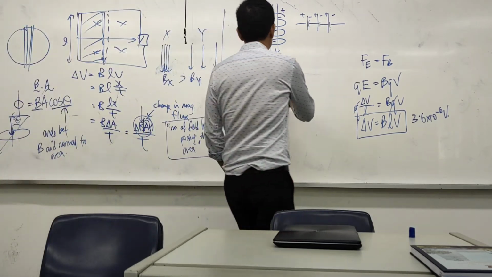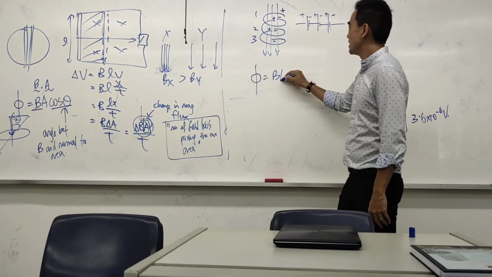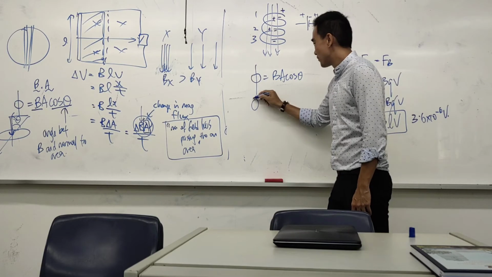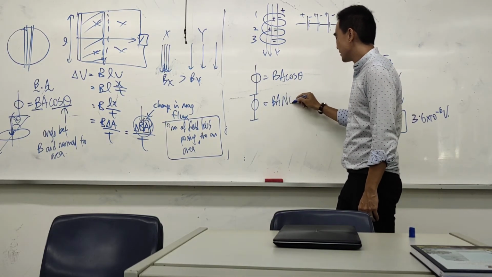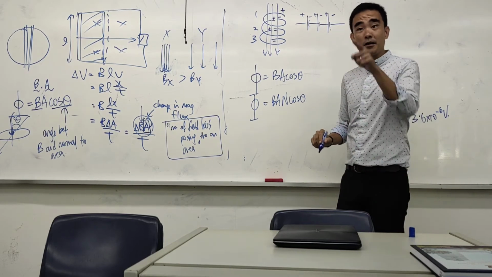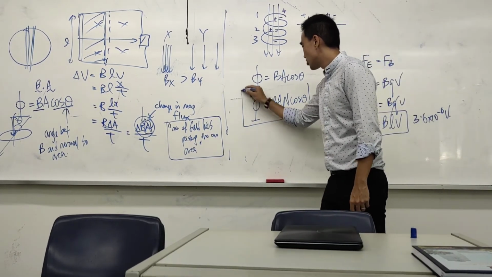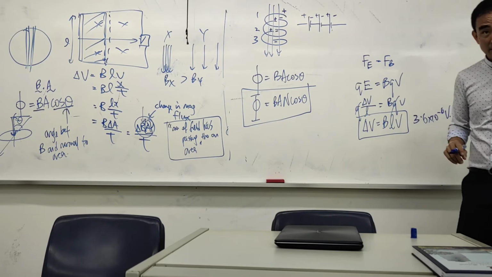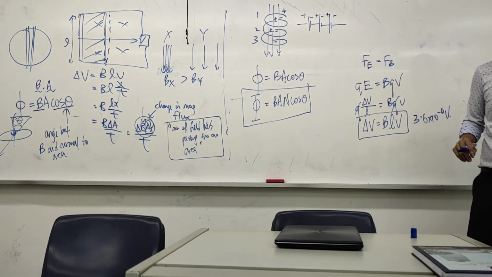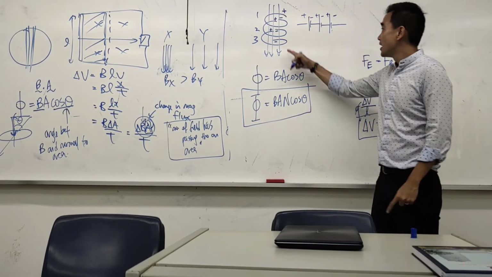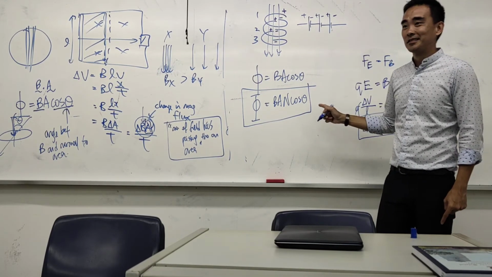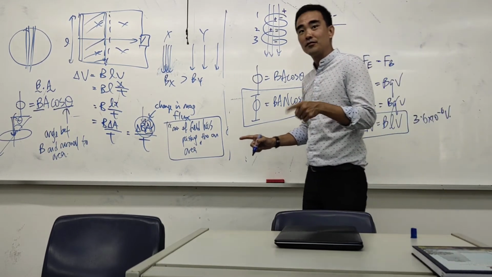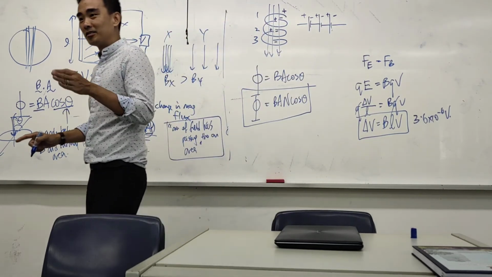So the difference between flux, which is BA cos theta, and flux linkage, it looks like green lantern, BAN cos theta. Faraday's law says that it is the rate of change of magnetic flux linkage. Not flux, it's flux linkage. Because as you can see, N obviously matters. So it is wrong if you say rate of change of flux. It's rate of change of flux linkage.